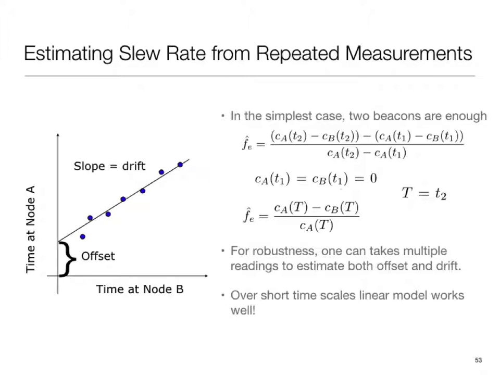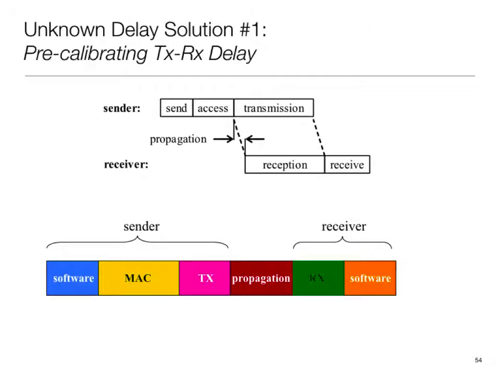Now, we still have a problem of that unknown delay. All this is going to give us is delay plus offset, and the delay part is still unknown. So how can we get that? Well, one answer is you pre-calibrate. You know the hardware, so you can measure how much delay is going to be there.